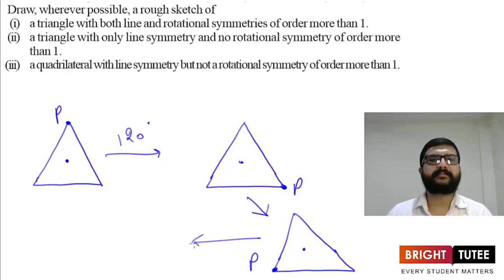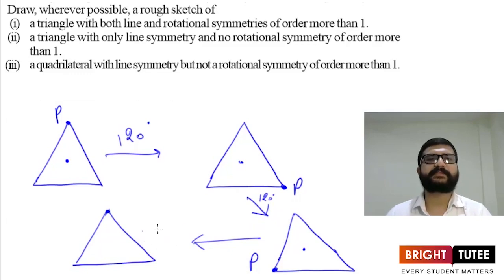Similarly, if we rotate again by 120 degrees, we are going to get the same equilateral triangle. What we are doing here is completing the 360 degrees. First we rotated by 120 and then again by 120, this becomes 240. Now again by 120, this becomes 360, and we know when any figure is rotated by 360 degrees, it will be exactly the same as the figure we started with. So again we will get vertex P at the top.